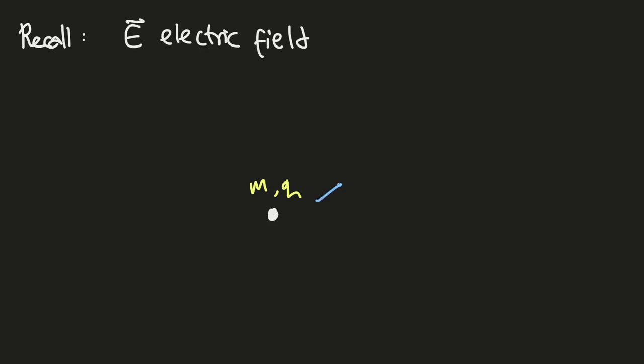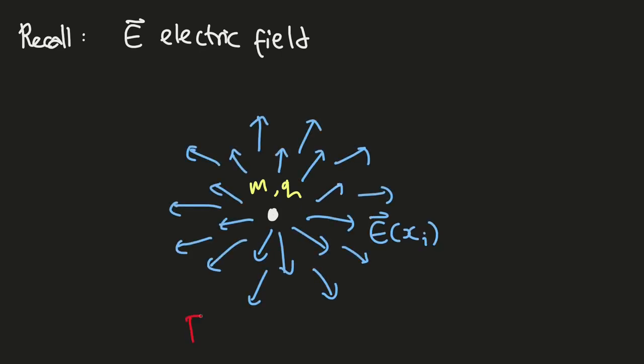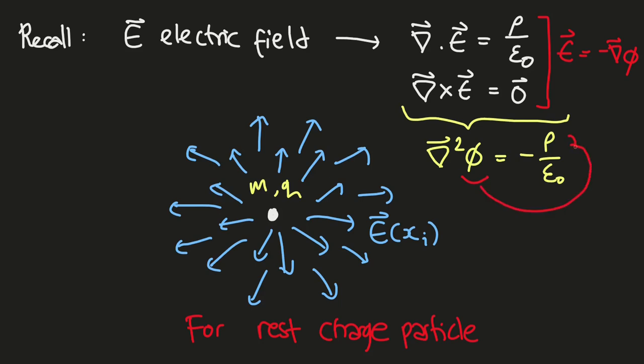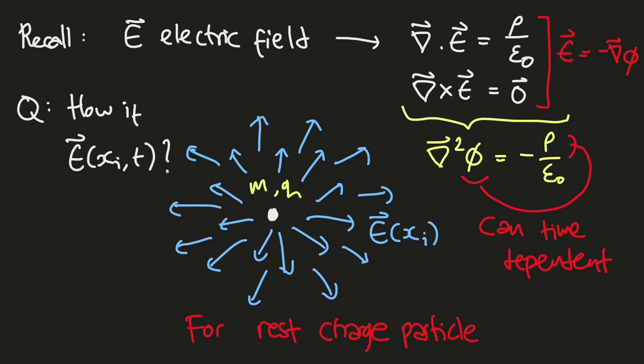We recall the concept of the E vector field, or electric field, which, if we have a single particle with charge, is given by this expression depending on position. This case is for a charge at rest. This system satisfies these two equations, and by Helmholtz theorem we have this equation too, which in a future video can be time dependent. Now the question is, what if rho depends on time?